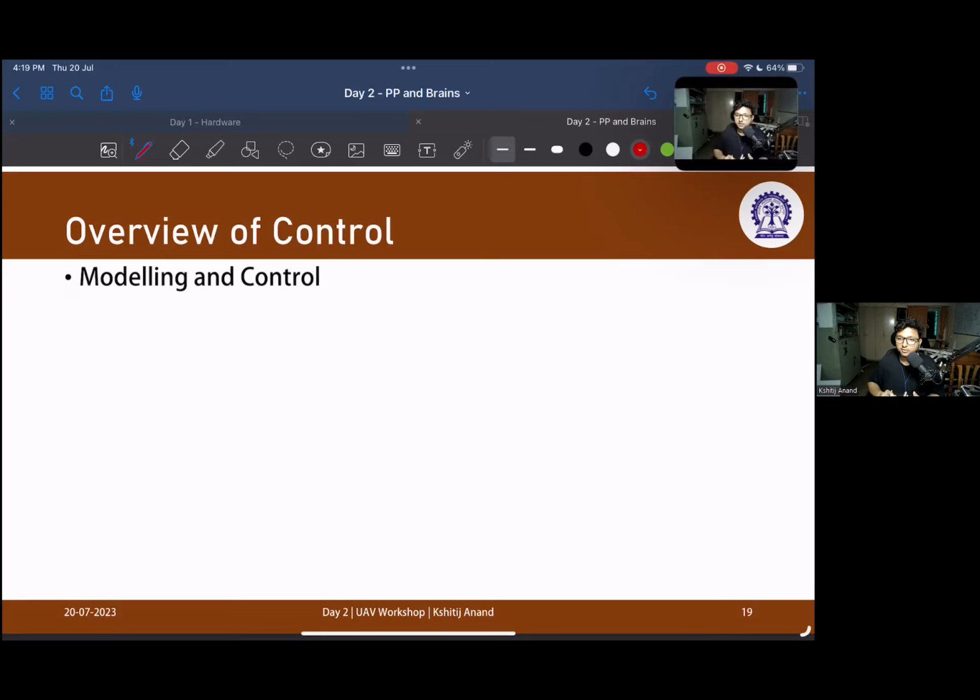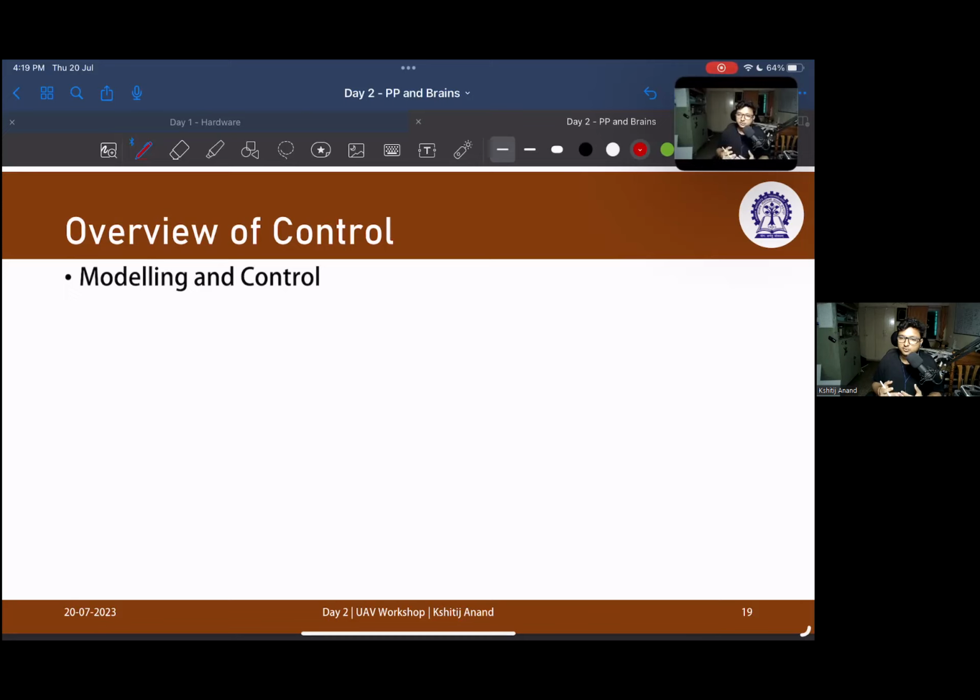In control, even if you are a second year or third year UG student, control theory is something which electrical people study, mechanical people study, civil people study. Control theory is embedded in all engineering disciplines. So you must have come across control theory at some point of time. I'm just going to give you a very basic overview of what controls we use in aircrafts.